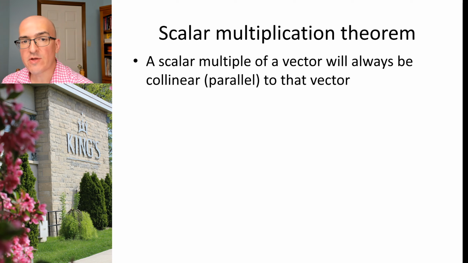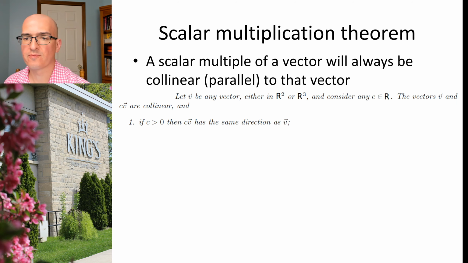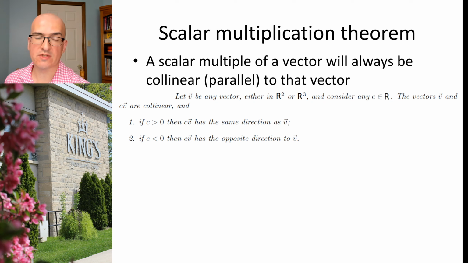I mentioned in video 2 that there's an alternative method for telling if two vectors are collinear. And it's connected to the following. If we multiply a vector by a scalar, the resulting new vector will always be collinear or parallel to the original vector. Now, if the scalar that we're multiplying is positive, then the new vector will be in the same direction as the old vector. If the scalar is negative, then it'll have an opposite direction.